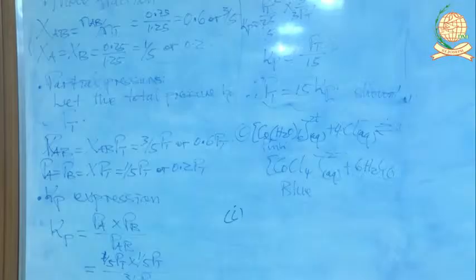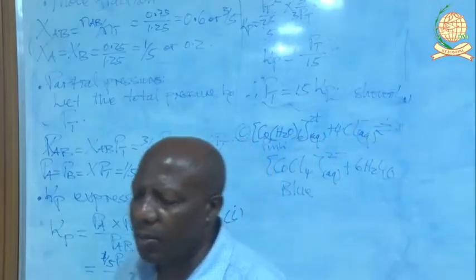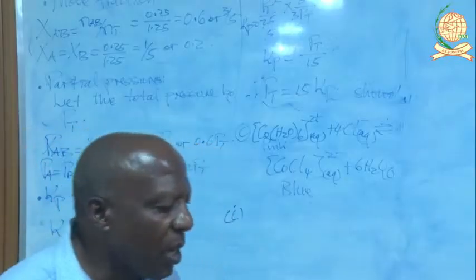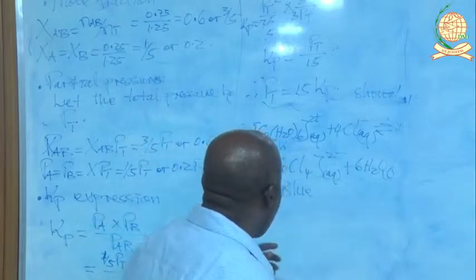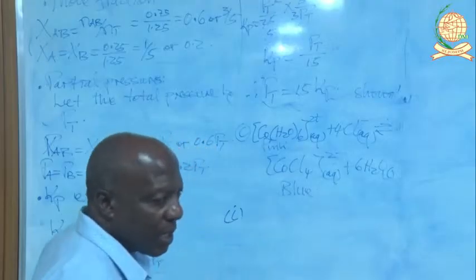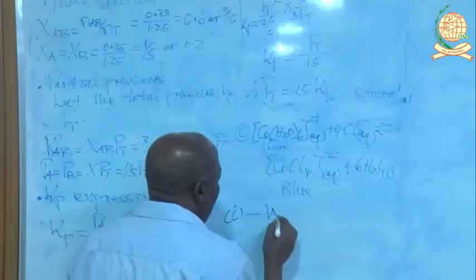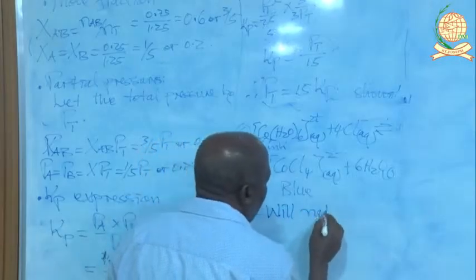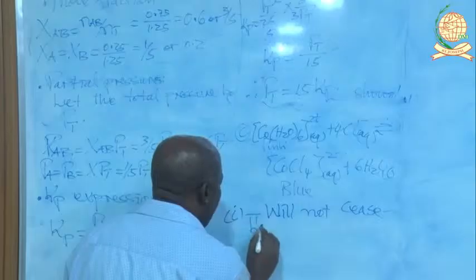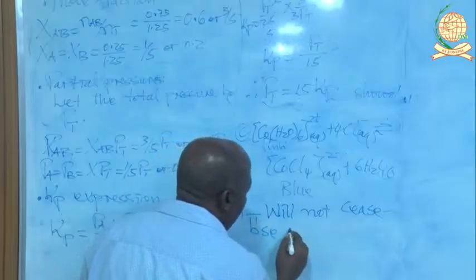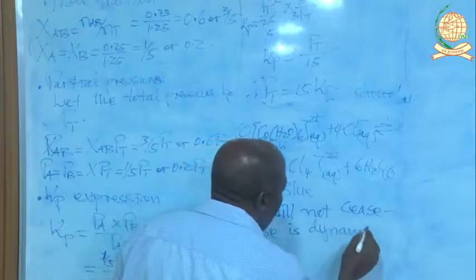So when the solution becomes blue, it means the equilibrium point has been achieved. As a result, we say the equilibrium system is dynamic, so the reaction will not cease. Why? Because the equilibrium system is dynamic. It is never stationary. That is one.